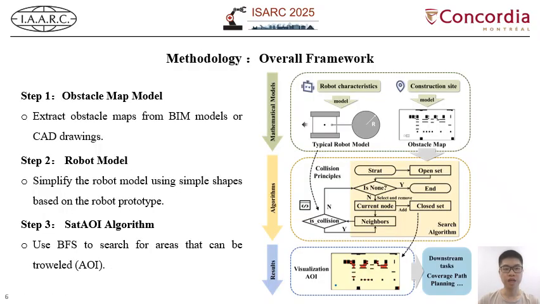Now, let's step into our methodology. The overall framework includes 3 steps: building the obstacle map model, constructing the robot model, and developing the SatAOI algorithm to search for areas that can be troweled.